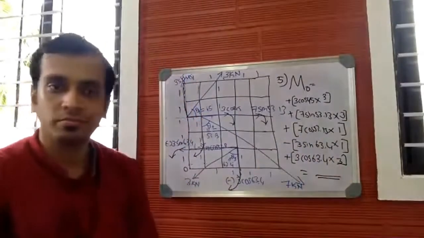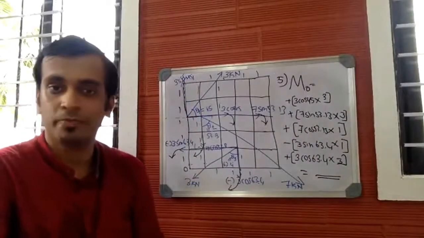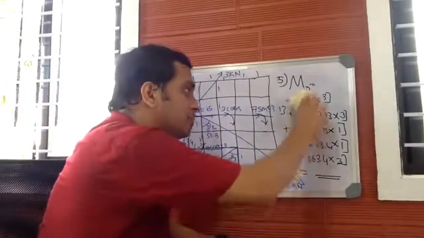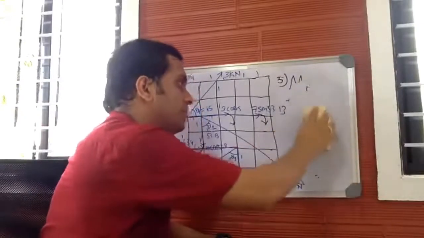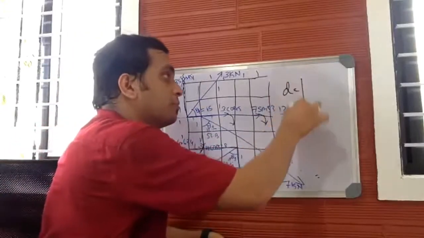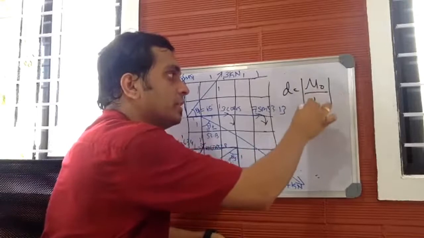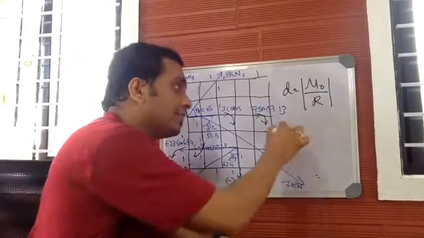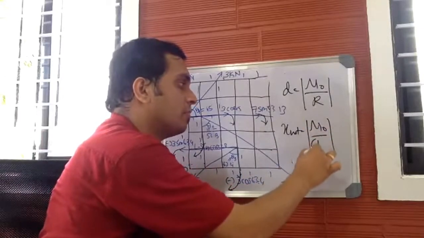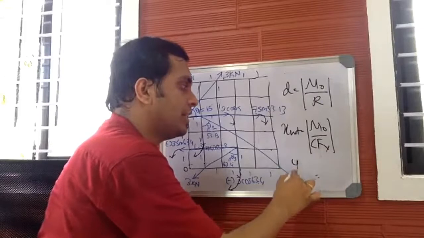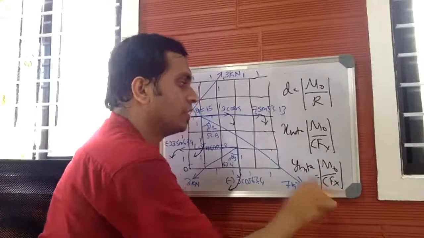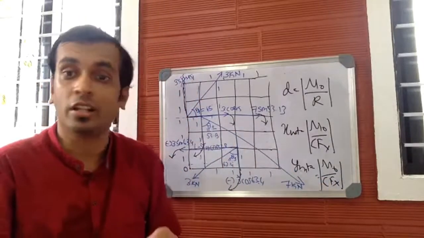So you have to find this to get the moment about the point O. Once you get the value of moment about the point O, it's very simple to find the x-intercept and y-intercept. D will be again the absolute value of moment about O, the reference point, divided by the value of R. We'll get the value of D. So x-intercept will be the absolute value of moment about O divided by summation of F y. And y-intercept will be again the absolute value of moment about O divided by summation of F x. If you do this much, it's done.